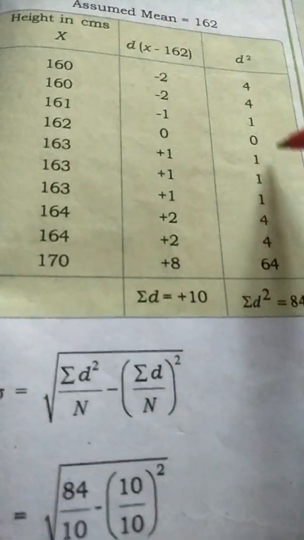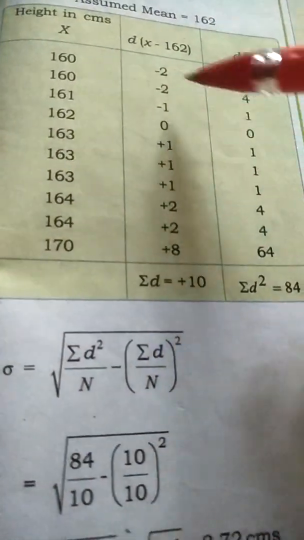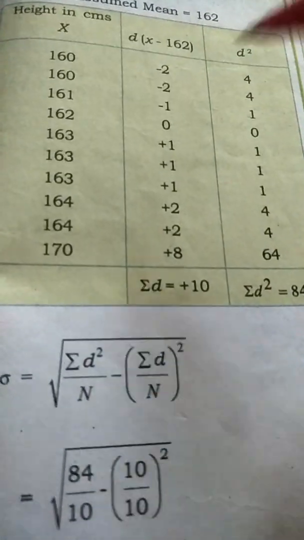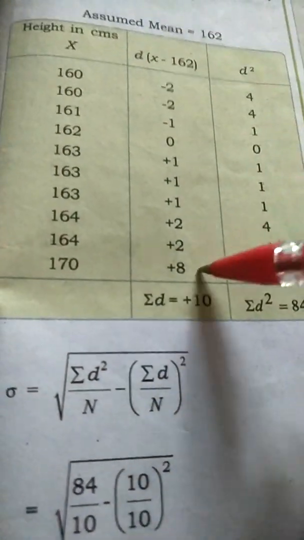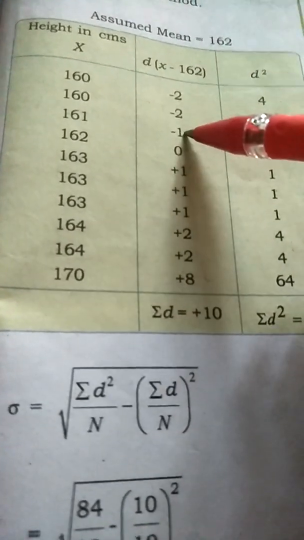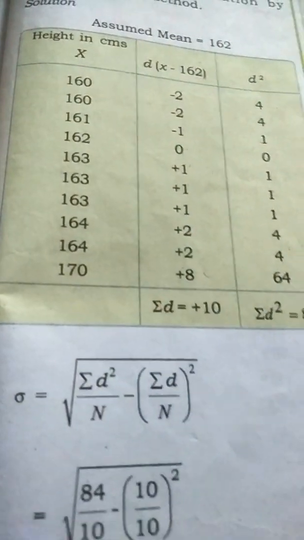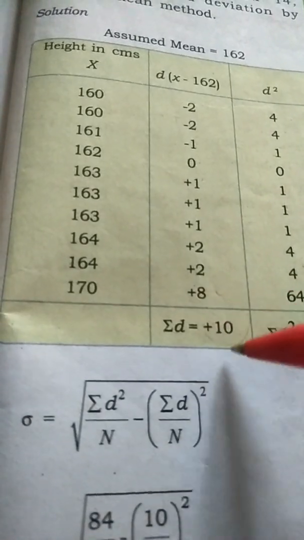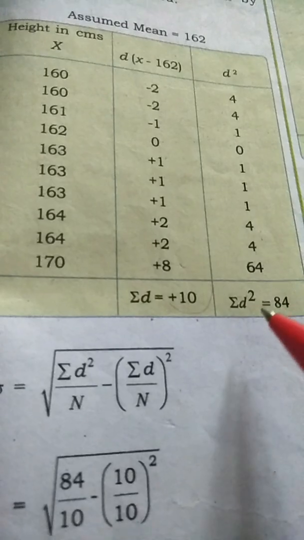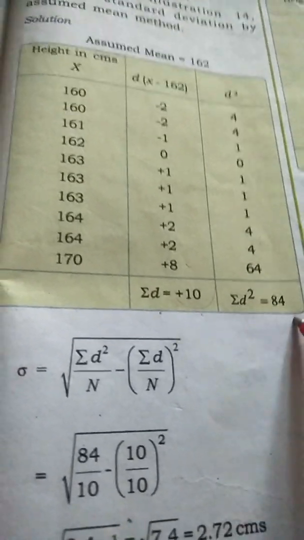Next, add all the values. Here for summation d, you need to consider all the signs. That means minus 8 plus 2 plus 2 plus 1 plus 1 plus 1 minus 1 minus 2 minus 2. So you will get plus 10 as summation d. Next, add all these d square values so that you will get summation d square.